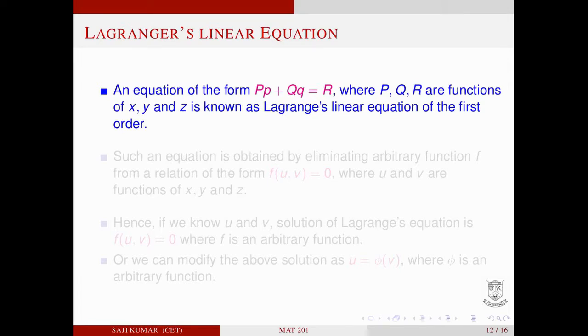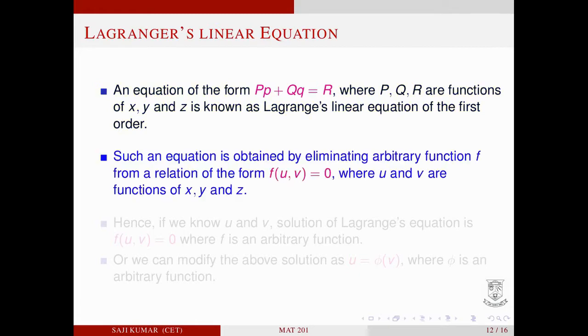An equation of the form capital P into small p plus capital Q into small q equal to capital R, where the capital letters P, Q, R are functions of x, y, z, is known as Lagrange's linear equation of the first order. Such an equation is obtained by eliminating the arbitrary function f from a relation of the form f of u, v is equal to 0, where u and v are functions of x, y, z. This concept we have already studied. That means whenever an arbitrary function f of u, v equal to 0 is given, where u and v are functions of x, y, z, the corresponding PDE can be written in this format: Pp plus Qq is equal to R. And that is a first order equation.